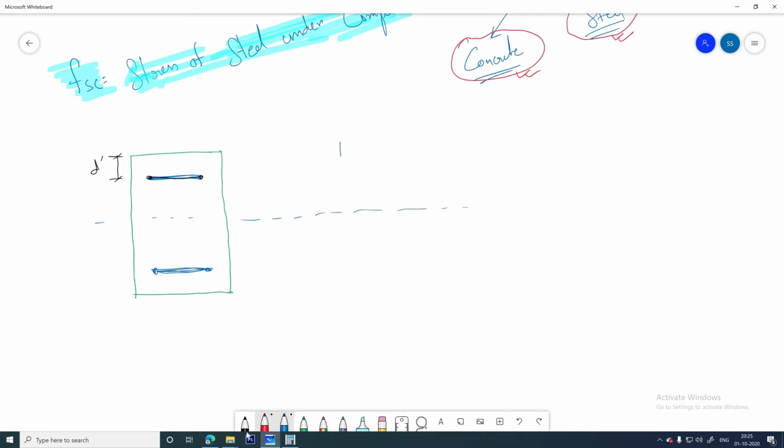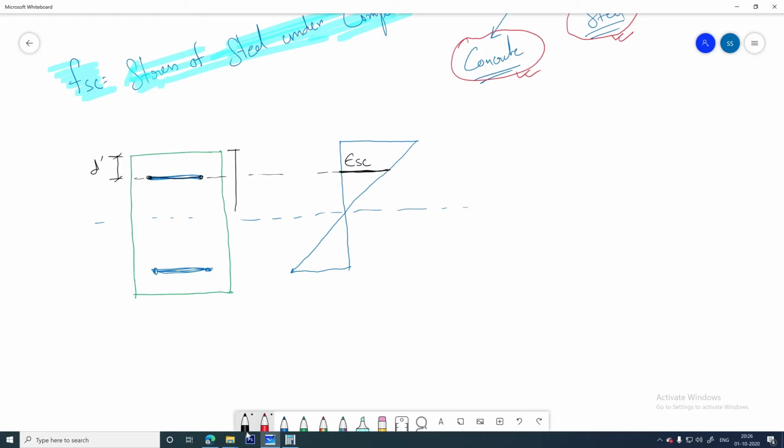So the strain diagram will be like this, right? Now at this d dash level, what is the strain value that we need to determine? So this is that particular level, okay? And suppose this value is epsilon SC, okay?